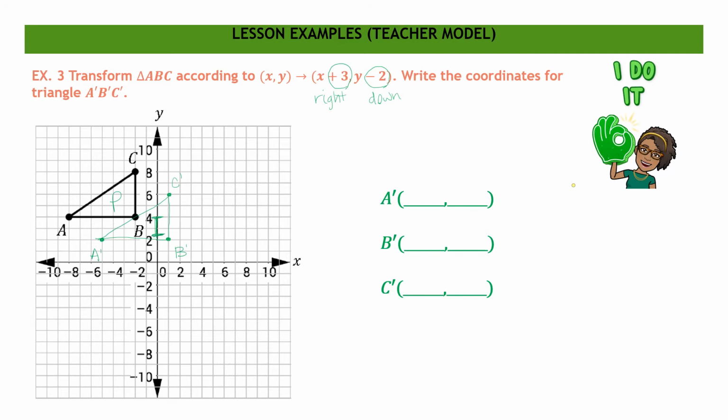Okay. Now they want us to write the coordinate points of triangle A prime, B prime, C prime. So for A prime, I have my coordinates at (-6, 2). At B prime, I have my points at (1, 2). And then at C prime, I have my points at (1, 6). And there we go. That's example 3.